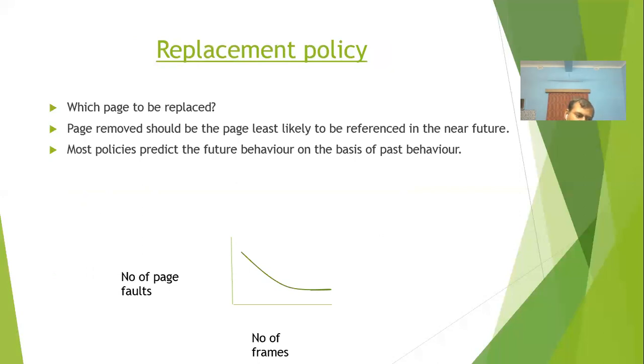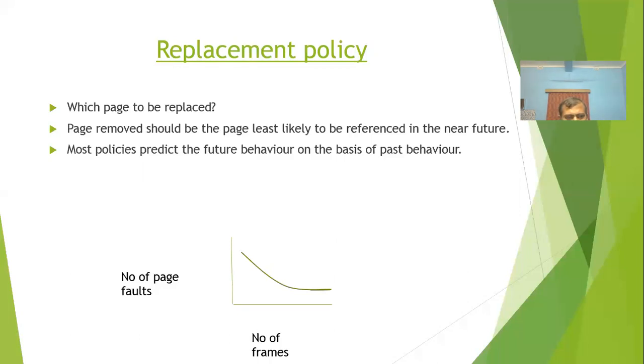Now, some particular policy issues are there. The very first point is which page to be replaced. As I told you, you can replace a page from the same process which was getting interrupted due to page fault, or you can replace a page from another process which was in a waiting state at present. So now which of these two options to choose? That is some kind of policy decision that needs to be made. Another point can be that the page removed should be the page least likely to be referenced in the near future.